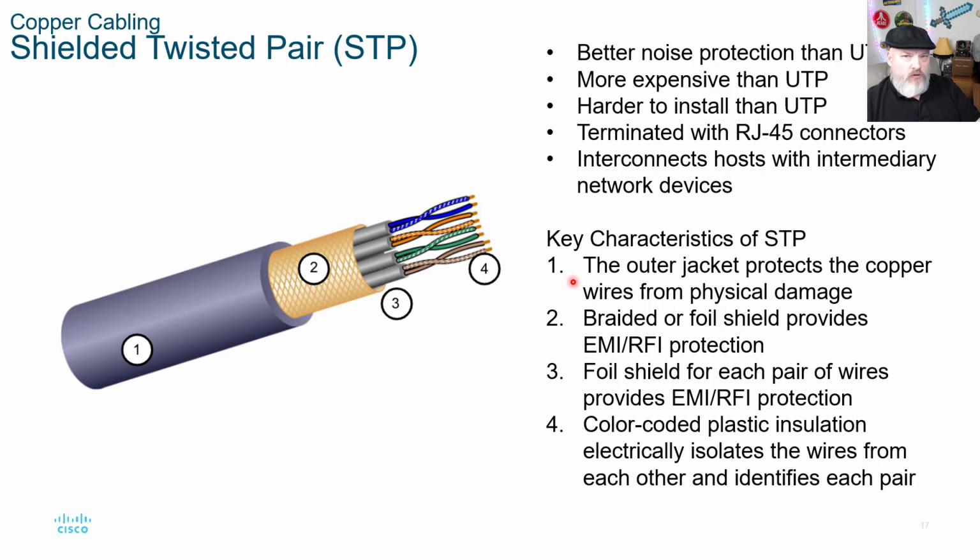The key characteristics are: the outer jacket protects the copper wires, the braided or foil shield provides EMI and RFI protection, and the foil shield for each pair of wires provides EMI protection. So you have shielding here, and then you have shielding here, and then you also have the same color coding: blue, white-blue, orange, white-orange, green, white-green, brown, white-brown.